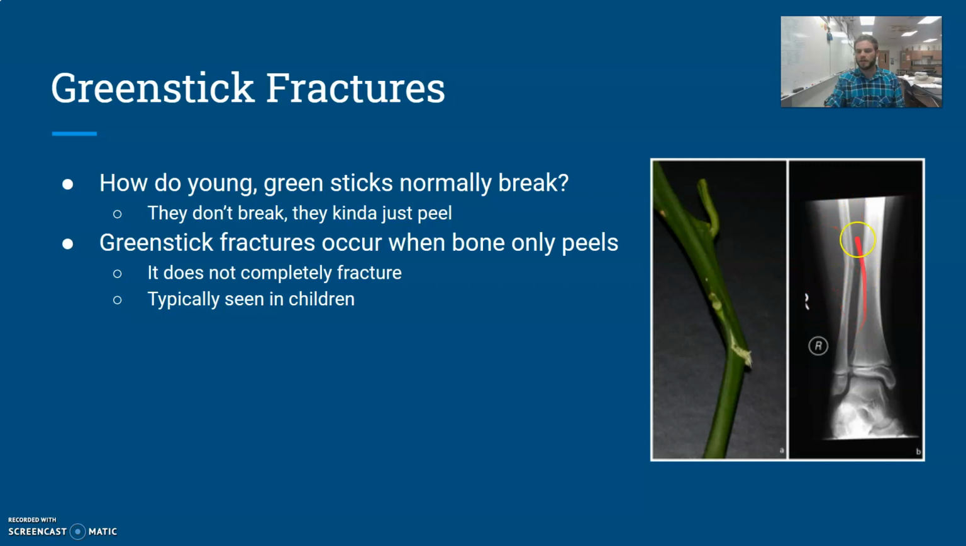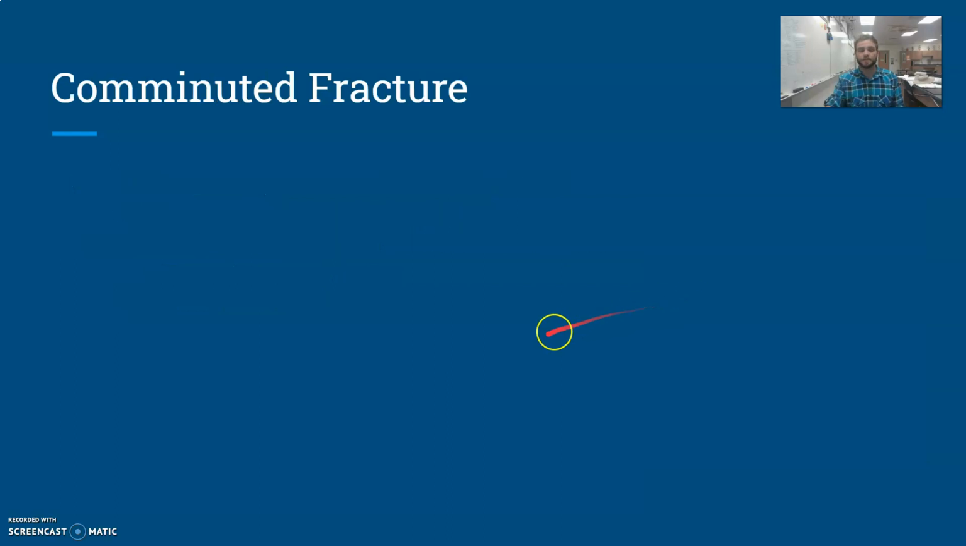Might be an ulna, might be a fibula, I can't really tell here. But you can see that bone right there, it's broken partially, part of the way through, and then the bone has started to peel all the way up there. So those are greenstick fractures.